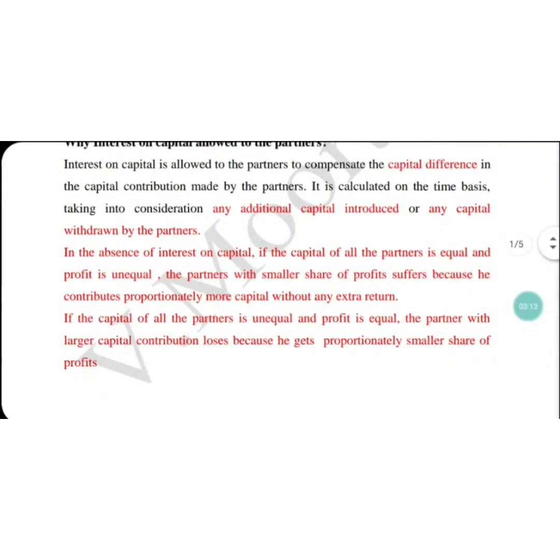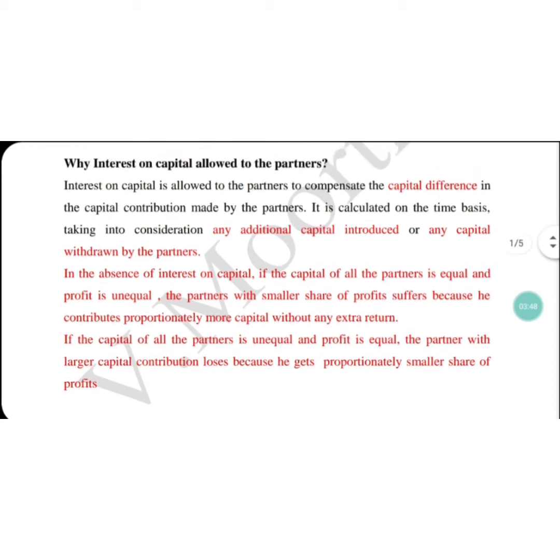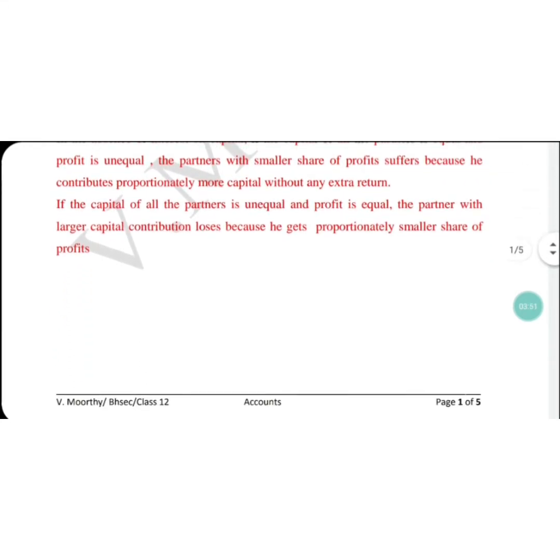In the absence of interest on capital, if the capital of all the partners is equal and profit is unequal, the partner with the smaller share of profit suffers because he contributes proportionately more capital without any extra return or any extra incentive. If the capital of all the partners is unequal and the profit is equal, the partner with the larger capital contribution loses because he gets proportionately a smaller share of profit. So that's why interest on capital is allowed to the partners.